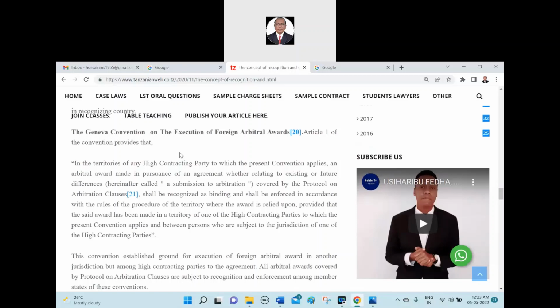Geneva Convention on the Execution of Foreign Arbitral Awards. Article 1 of the convention provides many things, but you need not worry about the article. The gist is that it covers only arbitral awards in civil matters, because you cannot remember all the articles.